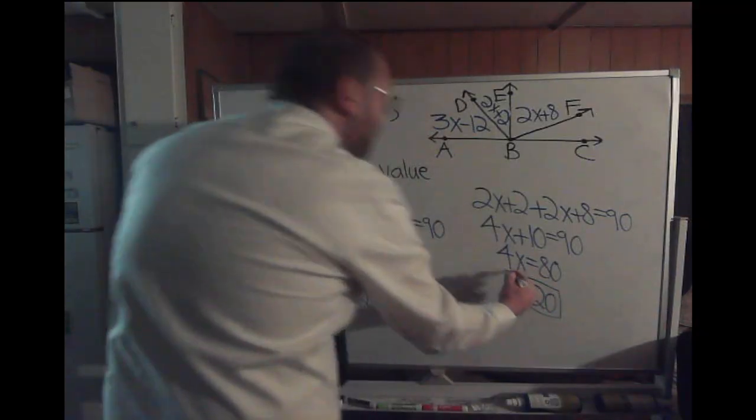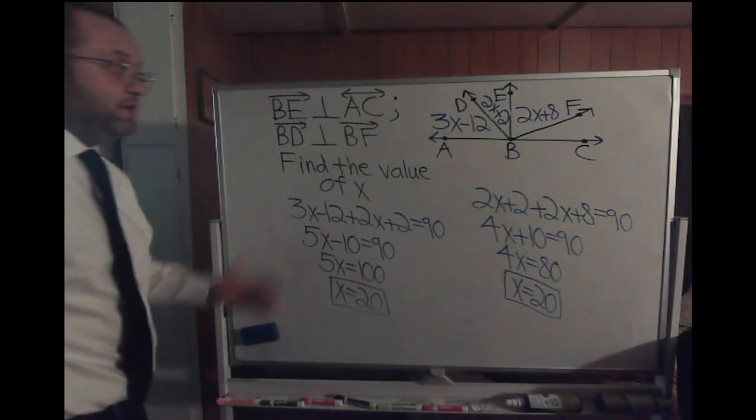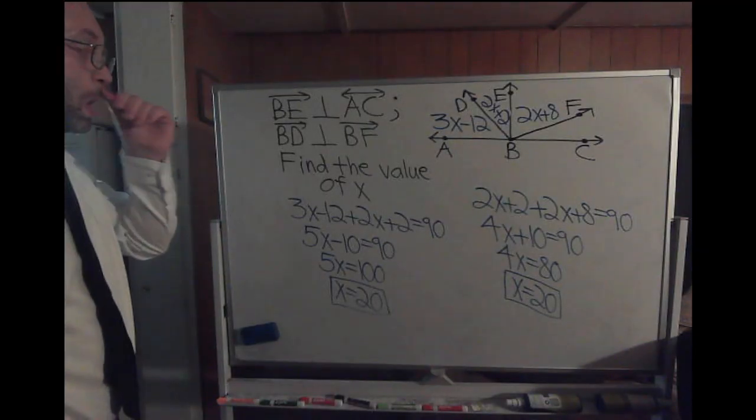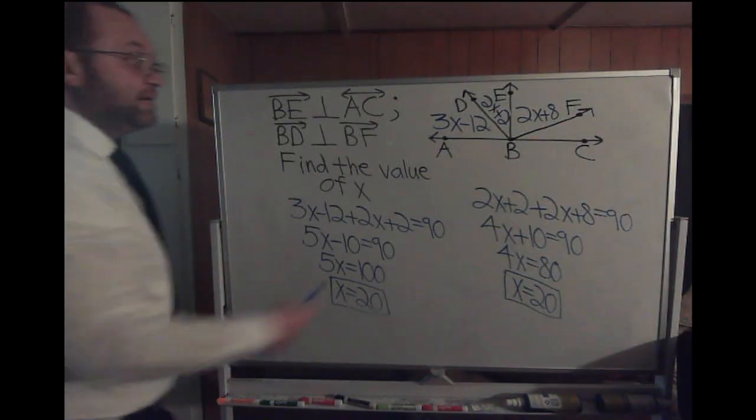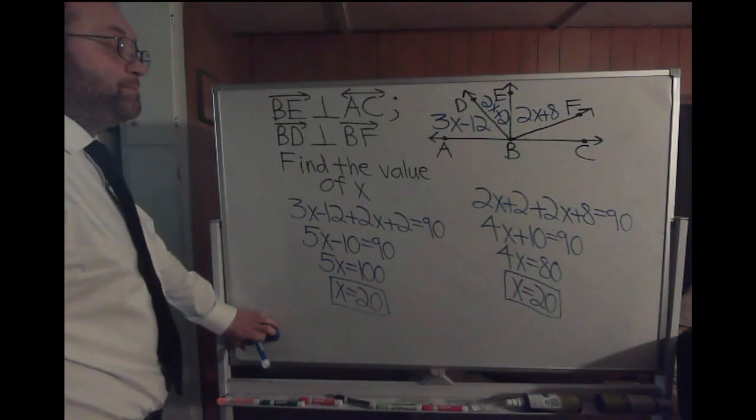So either way, you arrive at x equals 20. Just pick your poison. So be on the lookout for problems like this. They will try to trick you from time to time.